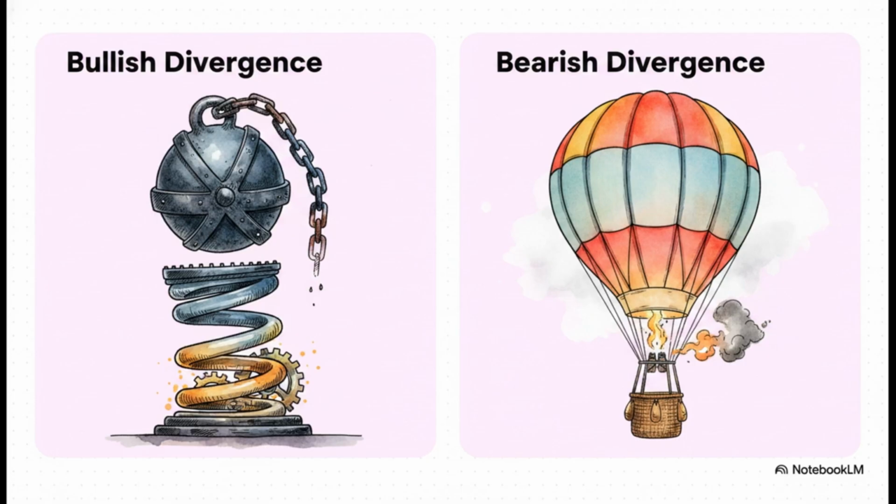For bullish divergence, imagine the price dropping to make a lower low, but your MACD makes a higher low. It's like a coiled spring getting ready to pop. Selling momentum is weakening. For bearish divergence, the price pushes to a higher high, but the MACD makes a lower high.